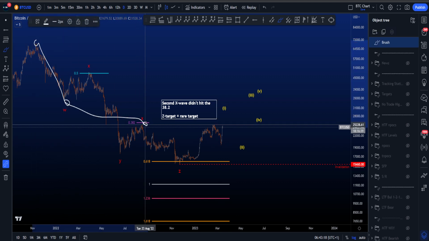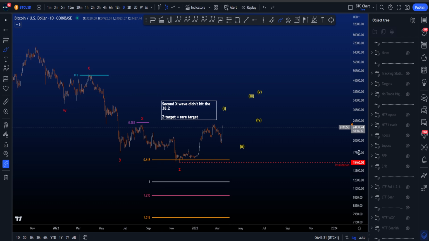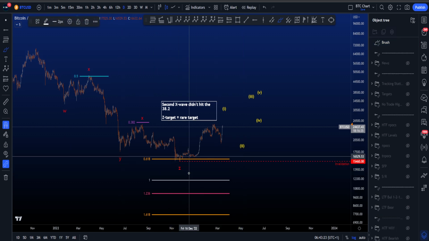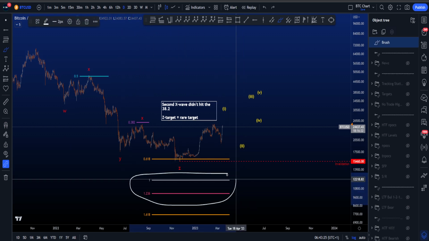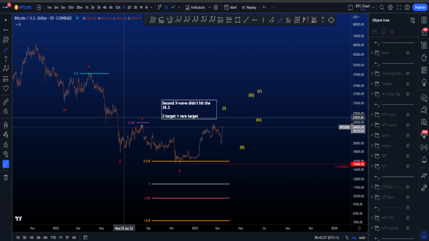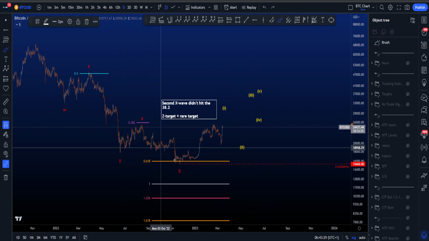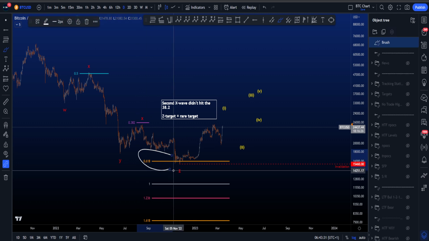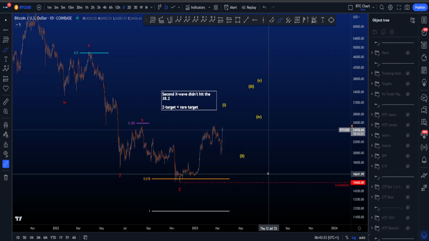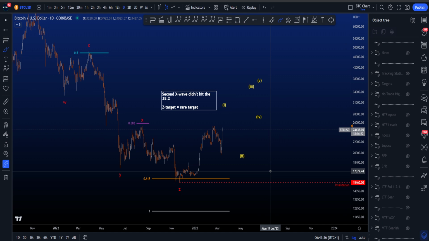And also wave Z hit the rare target, which is the 0.618 taken from the high of W to the low of W to then the high of X with the trend-based Fib extension. It hit the rare target. Yes, it is a target, but it didn't even get close to the most common target. And then the combination of wave X not hitting the 0.382 and wave Z only hitting its rare target makes me doubt this scenario is really going on at the moment.